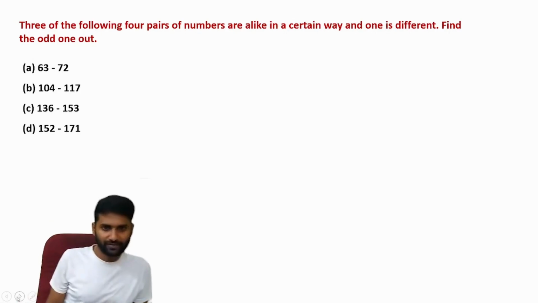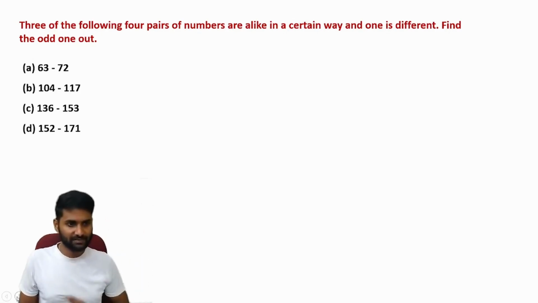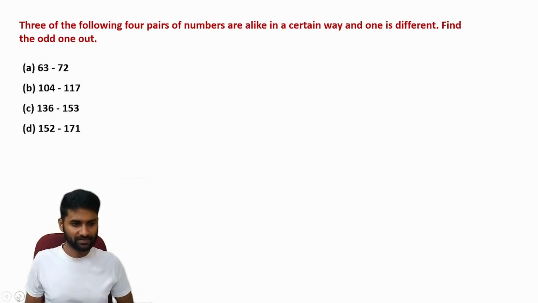Next, move to this question. Find the odd one out. 63, 72, 104, 117, 136, 153, 152, 171. So which one is wrong?